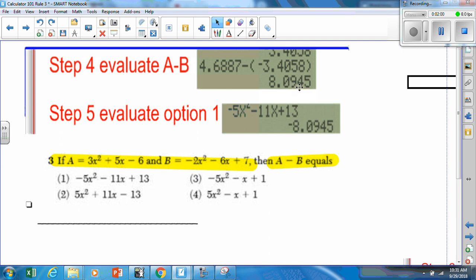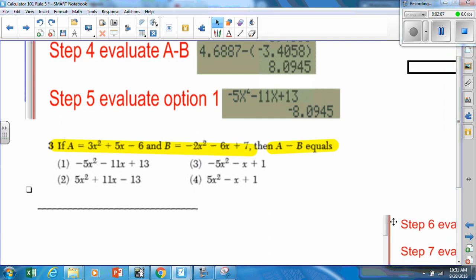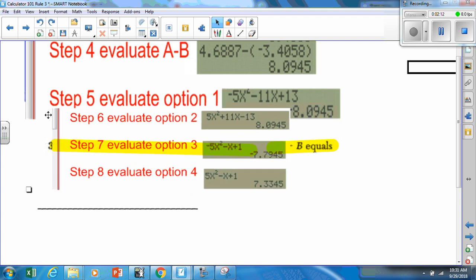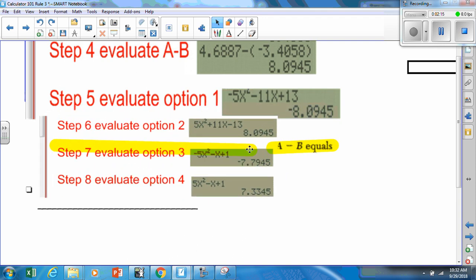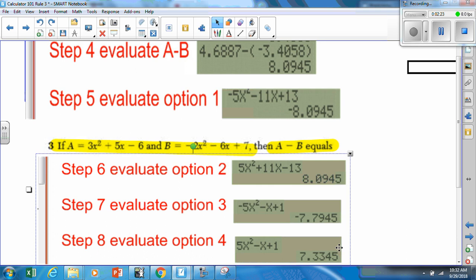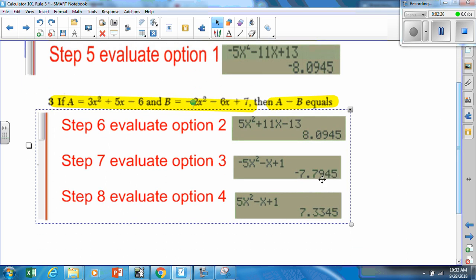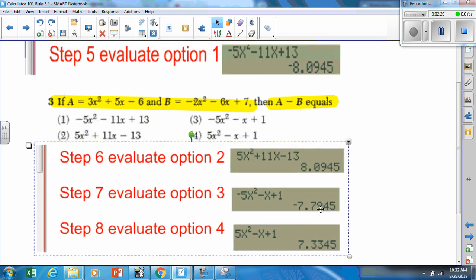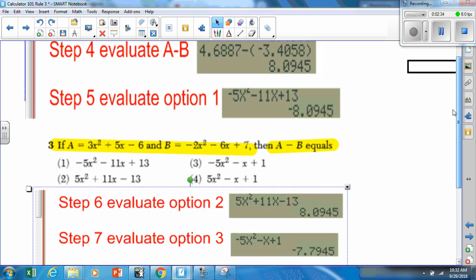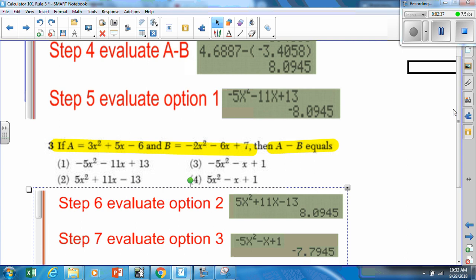Steps 6 and 7. What we're asked to continue to do is evaluate values. And what we quickly see is that in option number 2, when we have 5x squared plus 11x minus 13, that returns the same value that we're looking for when we take A minus B. So option 2 is in fact the correct answer for this problem.